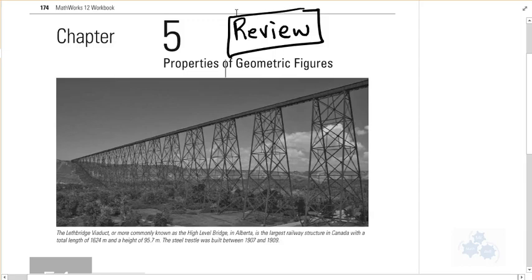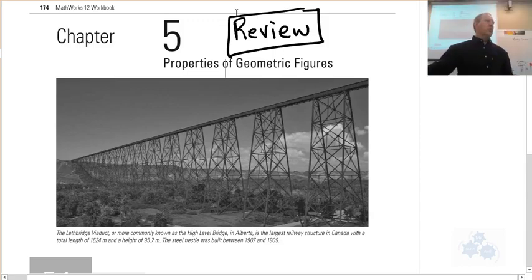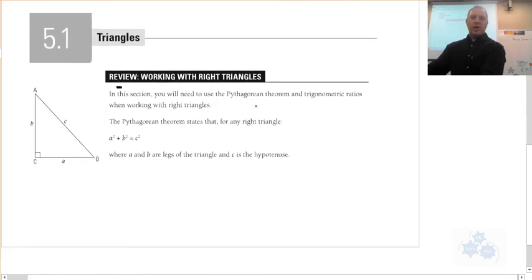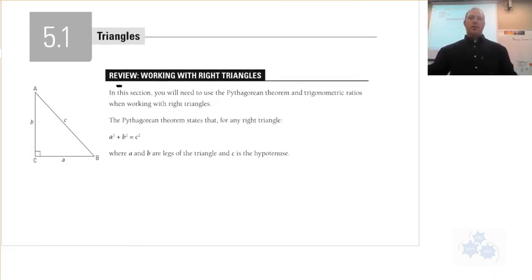So Workplace 30, this is a Chapter 5 review. I'm just going to go over a few really important points really quickly so that you know what you need to study tonight for the exam. And we start off Chapter 5 with triangles, talking about right triangles, and this is a bit of a review.